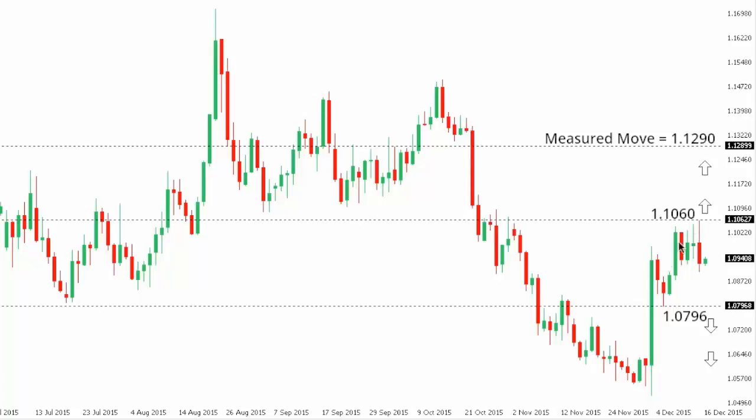Euro dollar. So for today, the key levels to watch above and below in the euro come in at 110.60 above and 107.96 below. A break back above 110.60 would suggest that this current correction that we've seen out from the December low at 105.20 will continue potentially up towards the 112.90 area, which is a measured move upside extension.